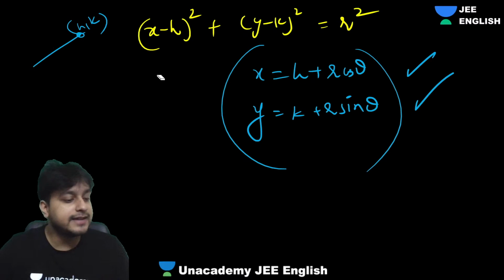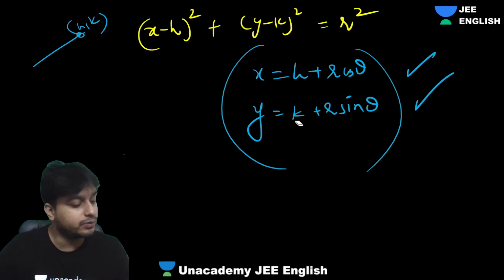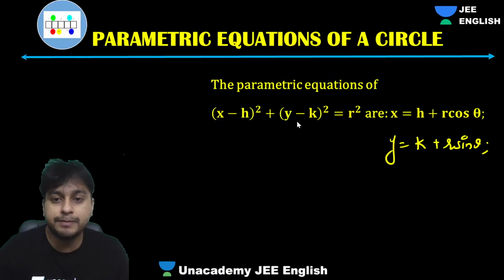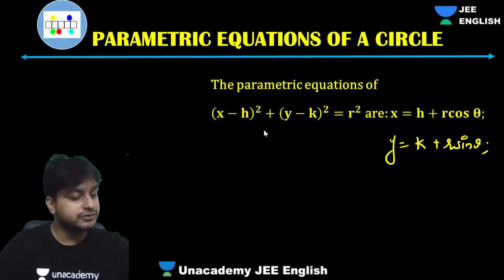The center is at some point h comma k, so we'll get this value. Clear? Everyone understood the parametric form? I hope everyone understood. Shall we go ahead? Okay, guys, let's move ahead now.